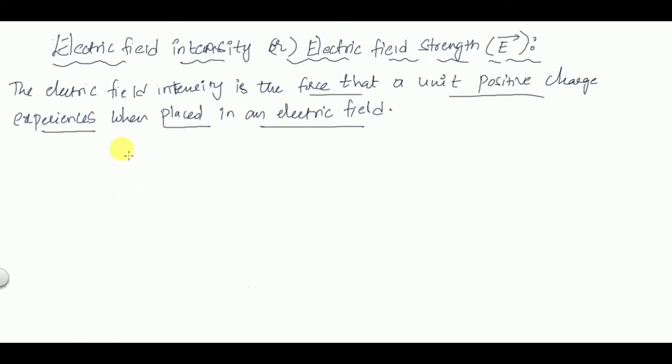Mathematically, electric field intensity is equal to the force on a unit positive charge, so force by charge. So this is electrostatic fields we are talking about, and force per unit charge is going to be electric field intensity or electric field strength.